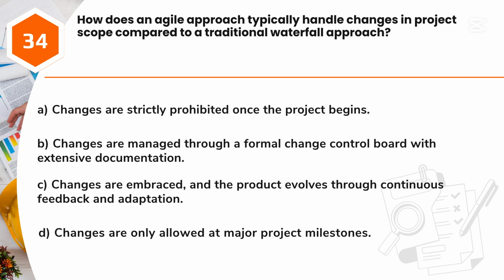Question 34. How does an Agile approach typically handle changes in project scope compared to a traditional waterfall approach? A. Changes are strictly prohibited once the project begins. B. Changes are managed through a formal change control board with extensive documentation. C. Changes are embraced, and the product evolves through continuous feedback and adaptation. D. Changes are only allowed at major project milestones.